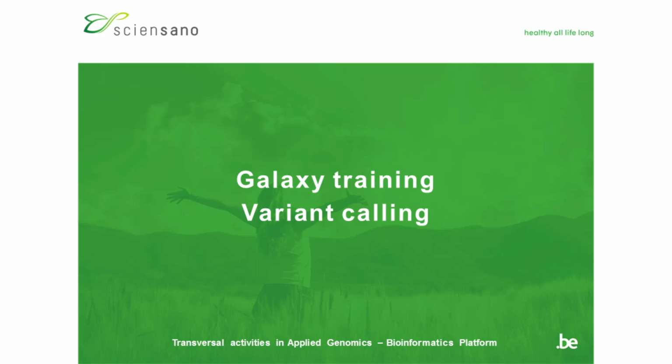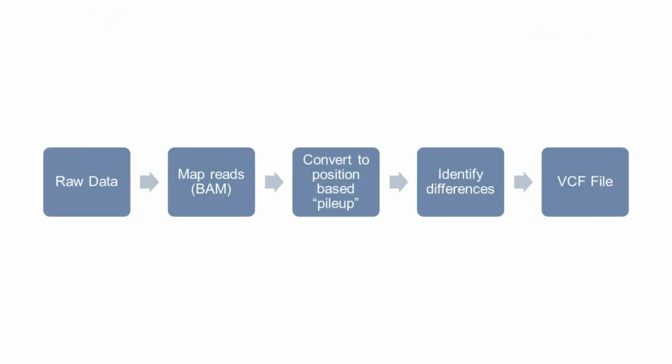In the previous videos we saw how to map reads to a reference. With those mapped reads we can now start to look for mutations at certain positions. The complete workflow for variant discovery looks like this. We started with the raw input, the FASTQ files, and went through a number of steps to end up with mapped reads in a BAM file.